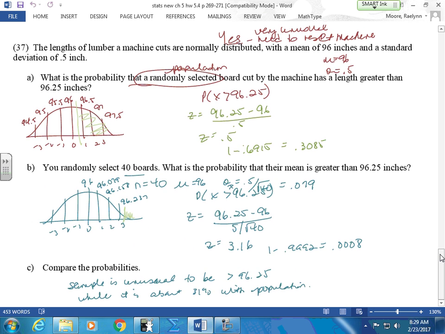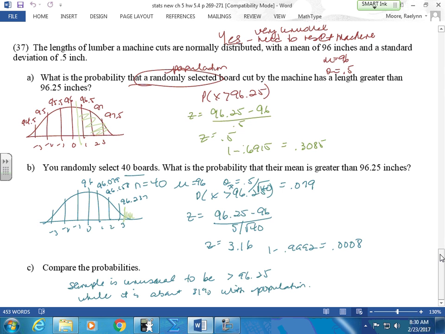Okay, the last one. The lengths of lumber of a machine are normally distributed, so we're good to go from here. With the mean, and this is a population, with a mean of 96 inches and a standard deviation of 0.5. Look how small that standard deviation is. Because if you think about it, if you're building a house or you're building something, should your lumber be that far off? You don't want your lumber to be far. If you're looking for a certain length to be cut, and it depends on you making your house sound and stable and something that I don't have to measure and cut, you expect those boards to be cut correctly.